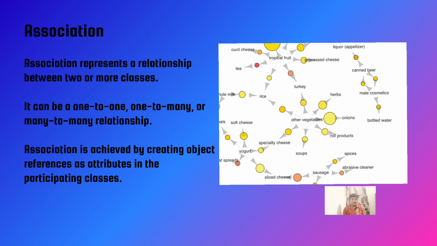Let's see about association. Association represents a relationship between two or more classes. It can be one-to-one, one-to-many, or many-to-many relationships. Association is achieved by creating object references as attributes in the participating classes.